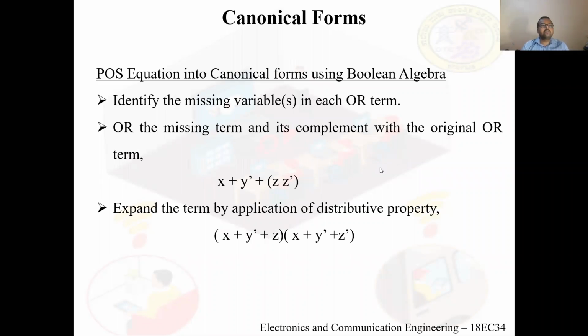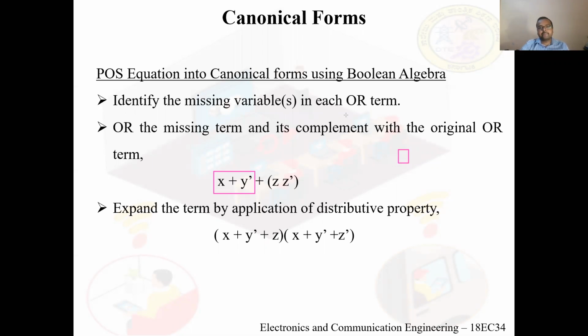Next, we'll see how to convert the product of sums equation into canonical form using Boolean algebra. Here what we need to do is identify the missing variable in each OR term. Here we'll consider one OR term. The OR term we consider is this one, X or Y bar. This is one of the OR terms. Now in this OR term, identify which is the variable which is missing. Since there are three variables X, Y and Z, we know that Z is the variable which is missing. So what you do now, OR the missing term and its complement with the original OR term. So what I do here is OR Z Z bar.